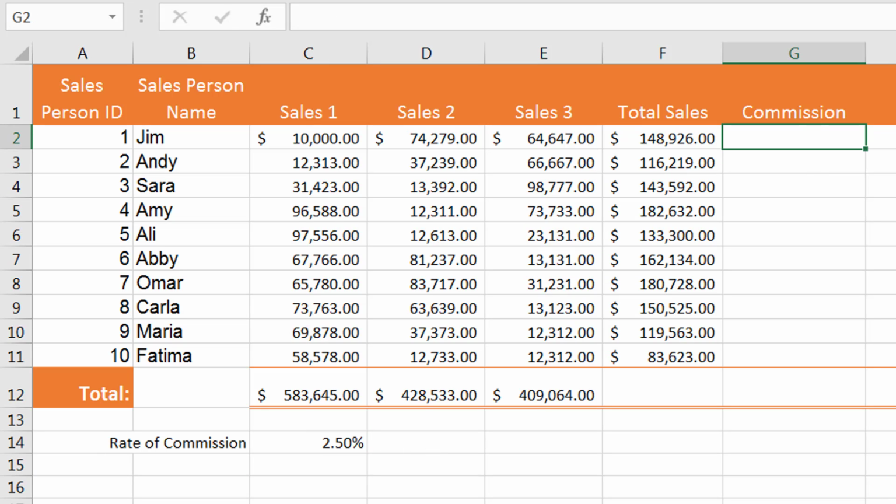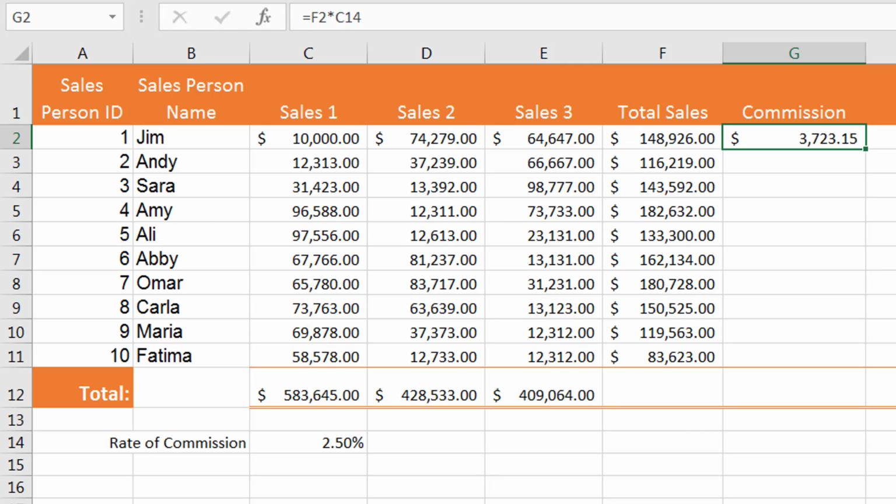Now in this cell over here, I would like to calculate the commission. The commission is equal to the amount of the sales made times the rate of the commission. So that's 2.5% of that sale amount. Now when I press enter, it tells me that 2.5% of this amount comes out to this value.